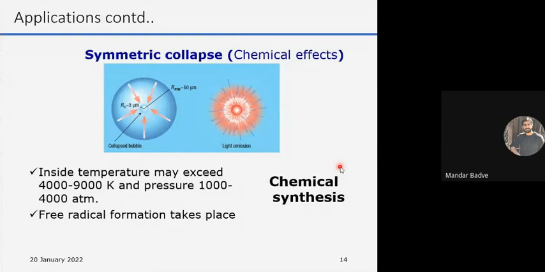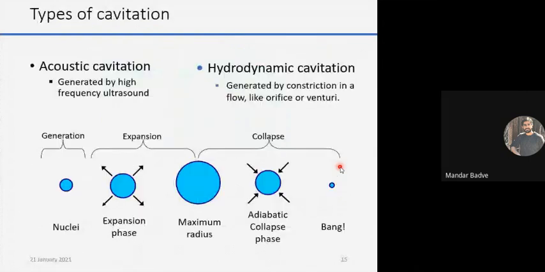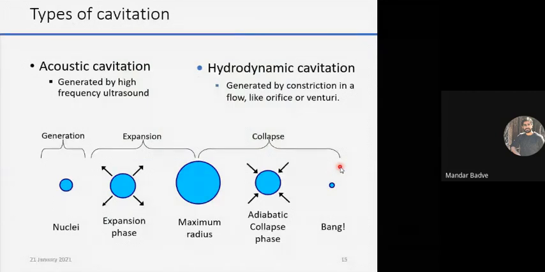So these are some applications, like I said. When it comes to types, there are 4 or 5 types of cavitation, but in terms of applications, there are only 2 main types. The first is acoustic cavitation, and the second is hydrodynamic cavitation. Basically, acoustic cavitation is generated by a high frequency ultrasound, and hydrodynamic is generated by a sort of flow constriction like an orifice or a Venturi, right?